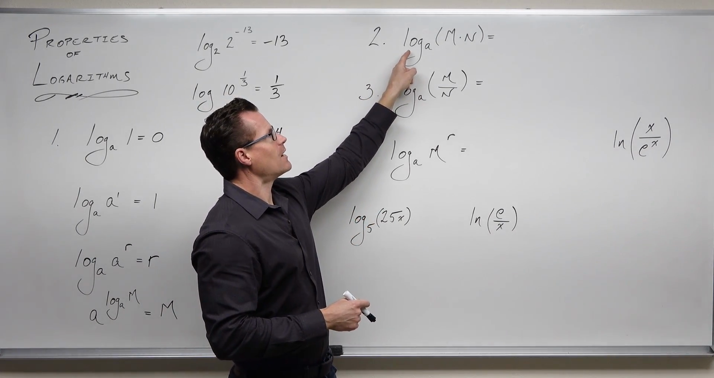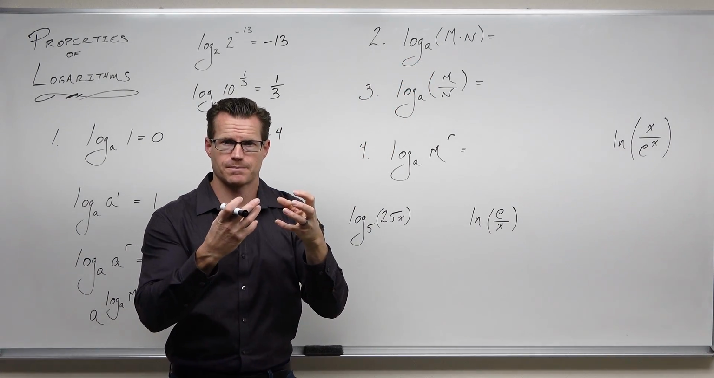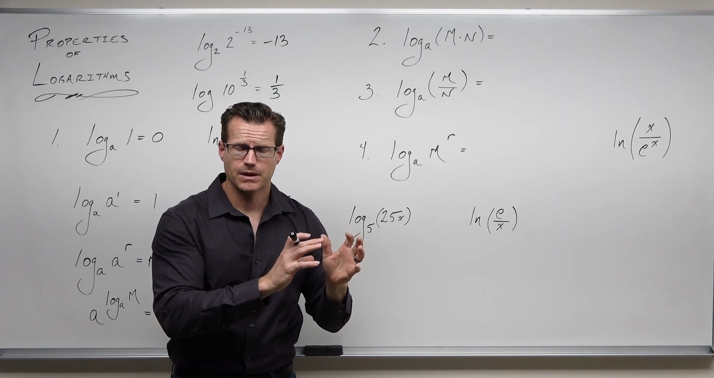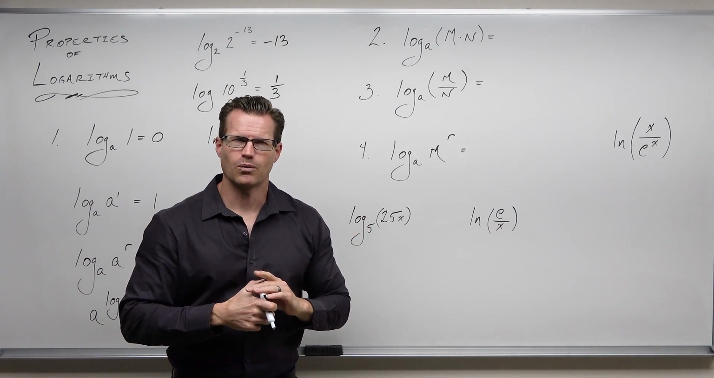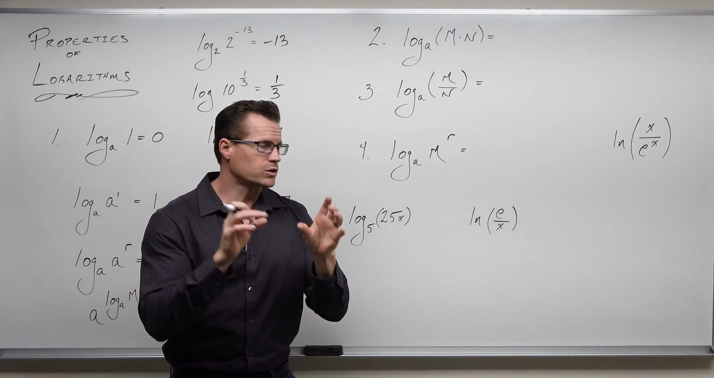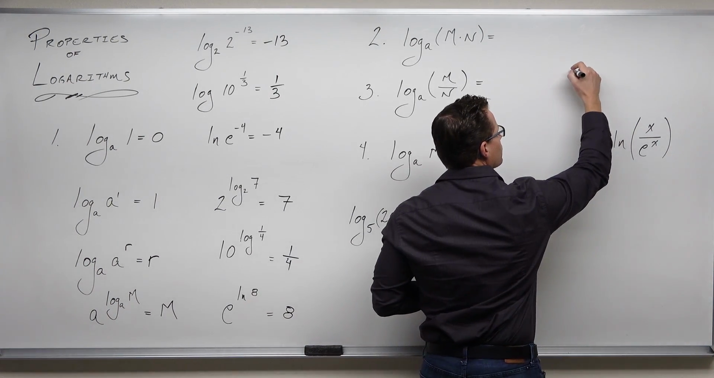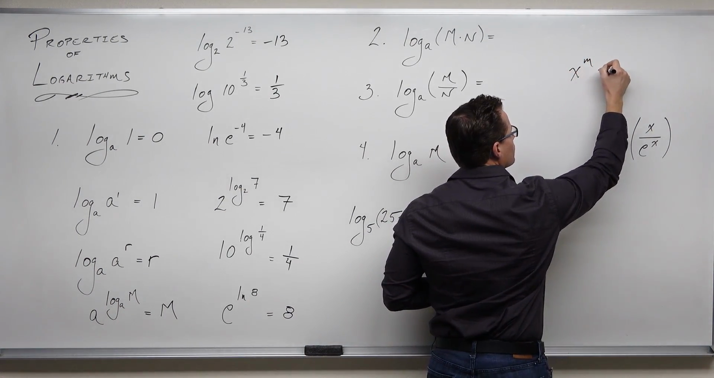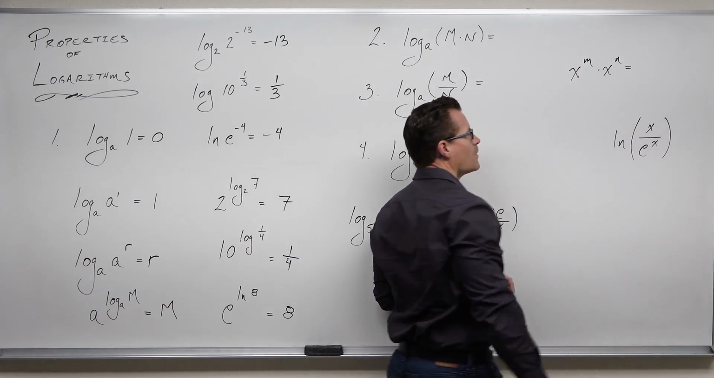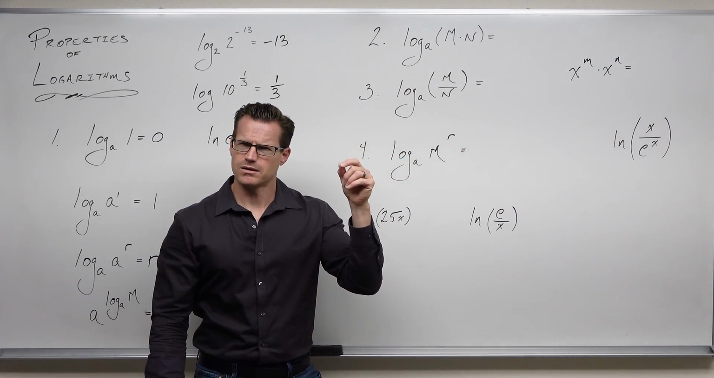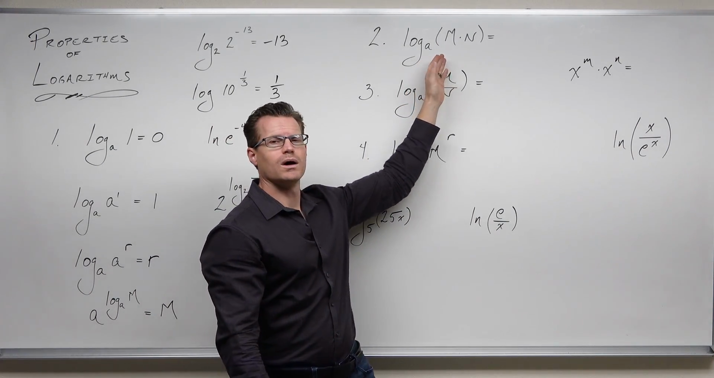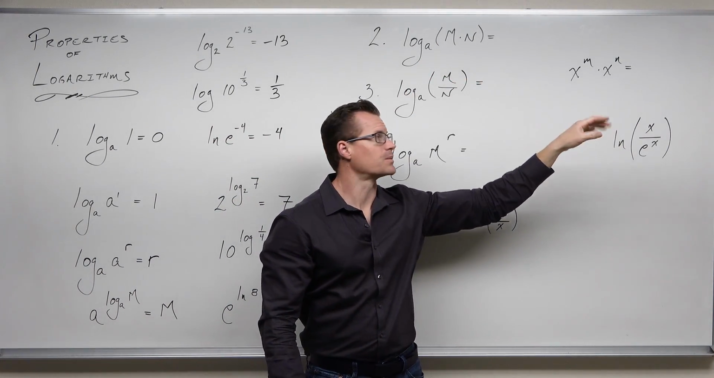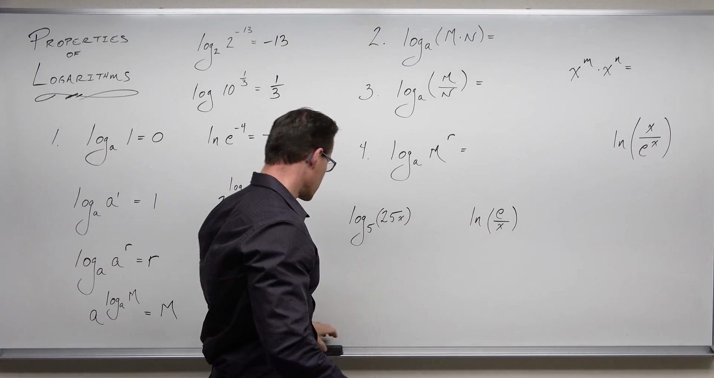If we ever have log base a of a product, so m times n, we can separate that. We can separate that by using addition. Now why addition? Well, when you multiply common bases, don't you add those exponents? Well, yeah. So multiplication is somehow tied together with this addition concept, much like you have for exponents.